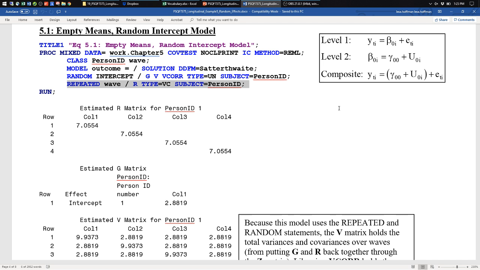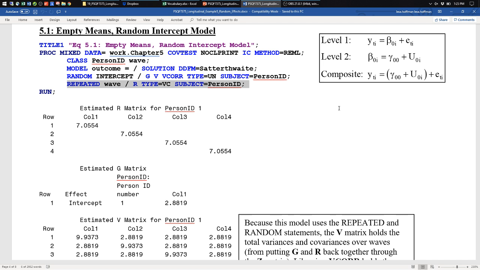So we're defining R to have as many rows and columns as we have waves. If we have incomplete data, then people who have fewer than 4 occasions will have an R matrix that's smaller. If they have 3 occasions, it would be a 3 by 3 instead of a 4 by 4. No worries. I'm asking it to print R so that we can see what it looks like, and type equals VC is actually the default for a repeated line. So if you forget this whole line, this is what you get anyway.